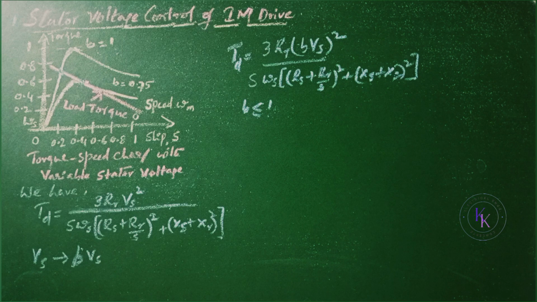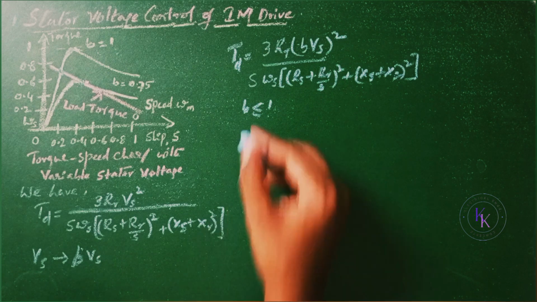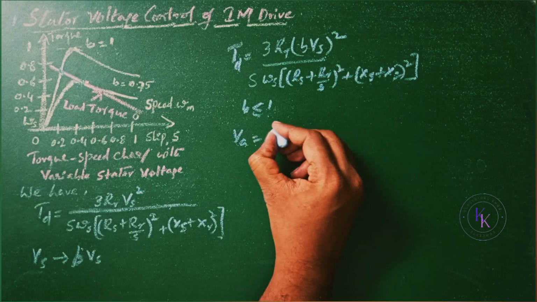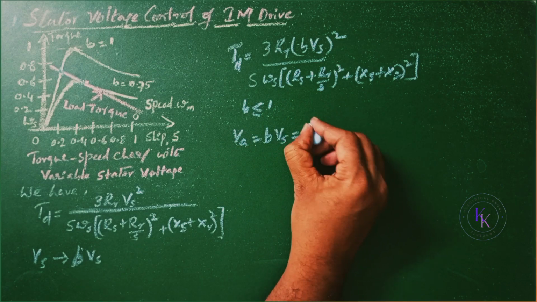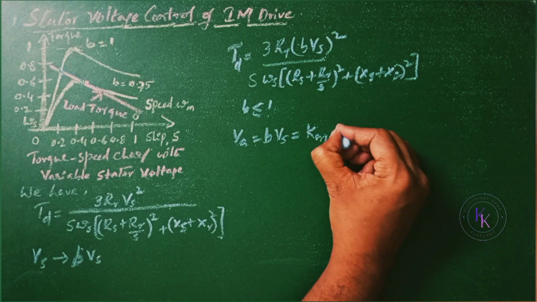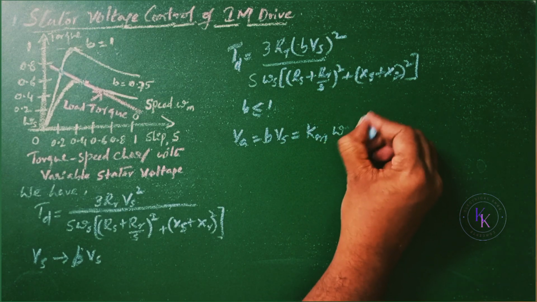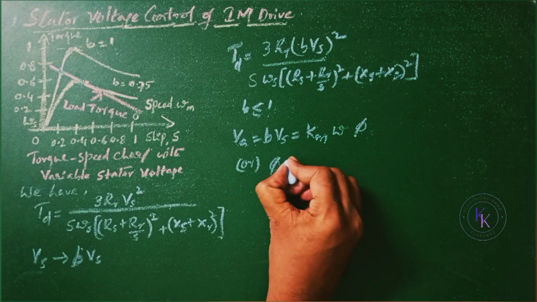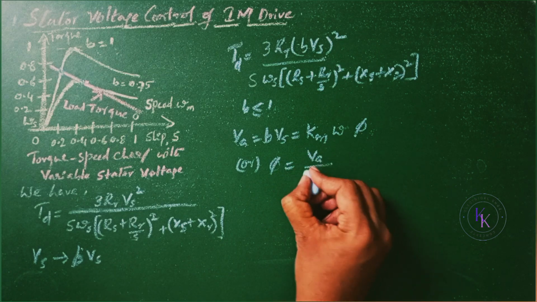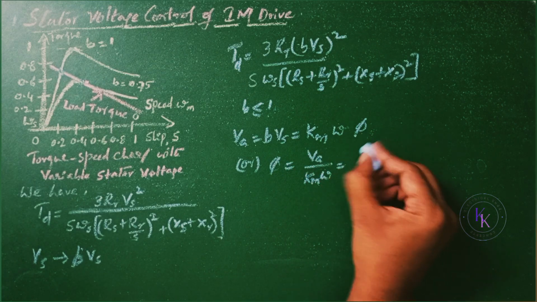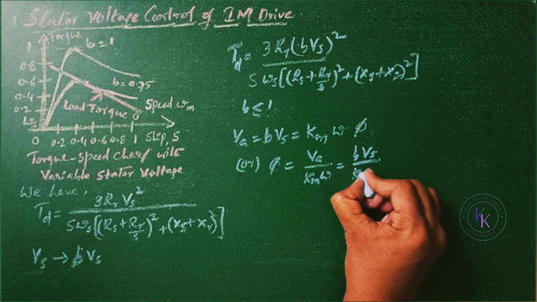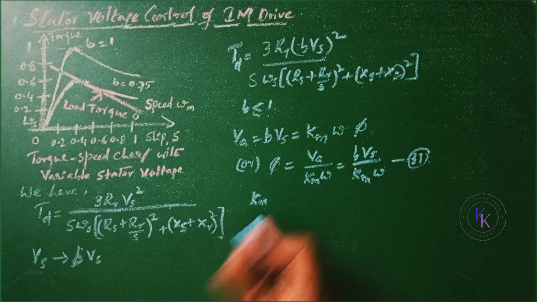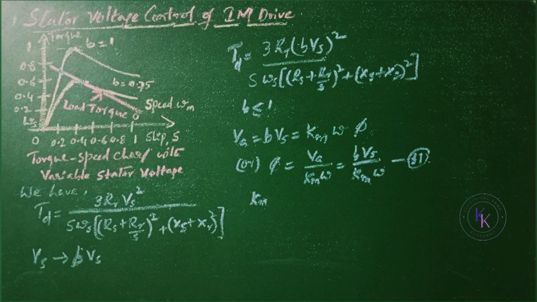In any magnetic circuit, the induced voltage is proportional to flux and frequency. That is, Va equals bVs, which equals Km times frequency times flux, where Km is a constant. The air gap flux can be expressed as phi equals Va by Km omega, which equals bVs by Km omega. That is equation number 31, where Km is the constant that depends on the number of turns of the stator winding.